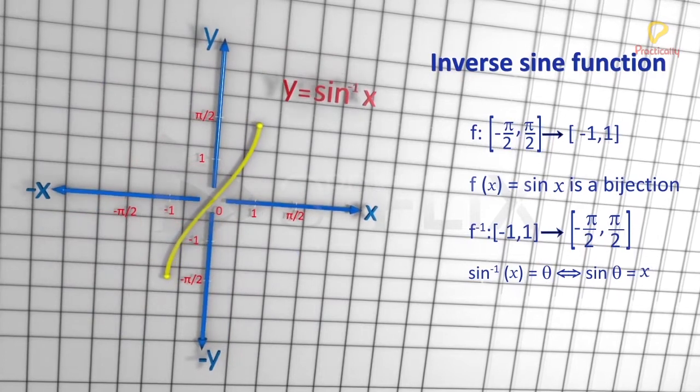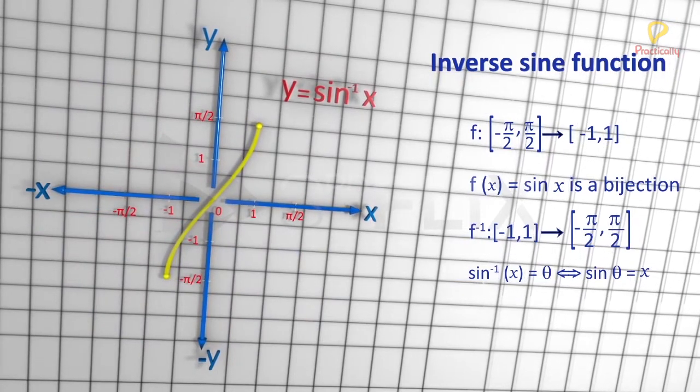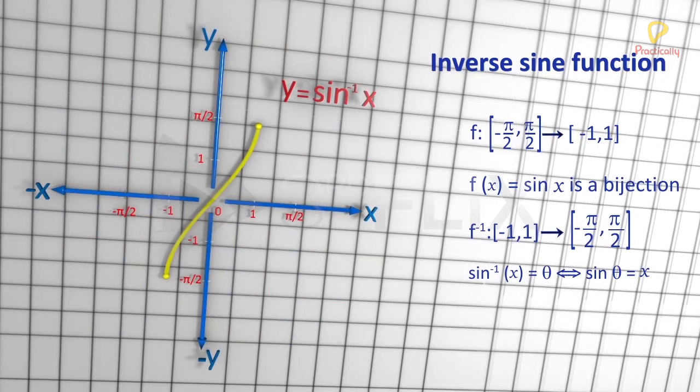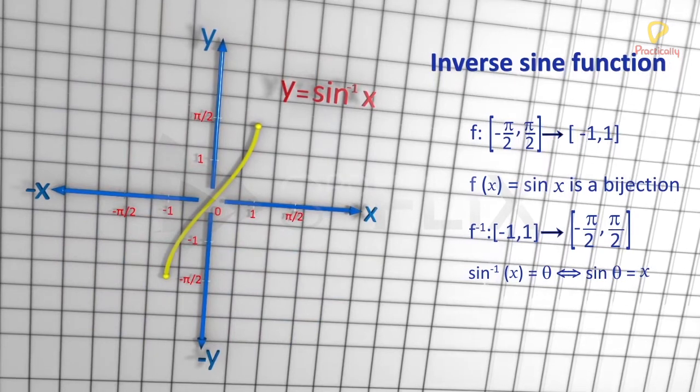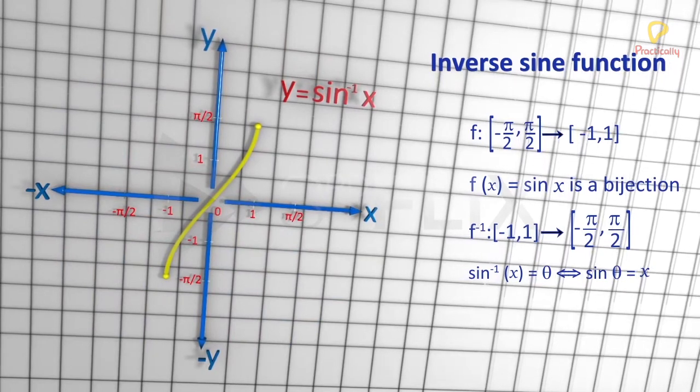The inverse function f inverse of x is denoted by f inverse of x is equal to sine inverse of x or arcsine x.